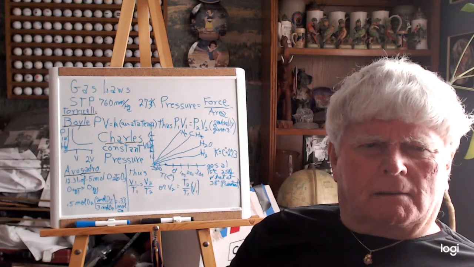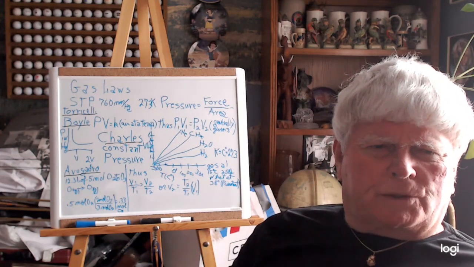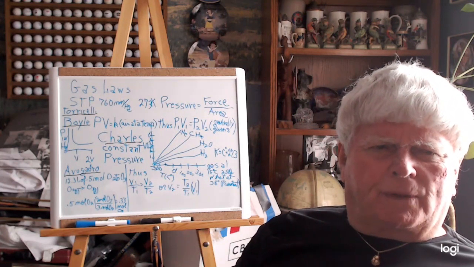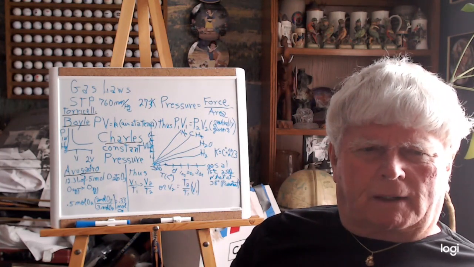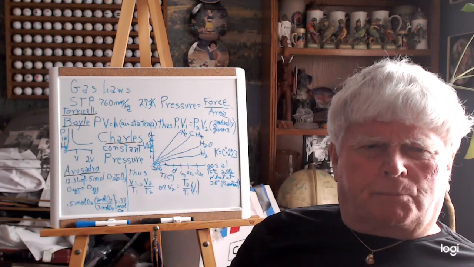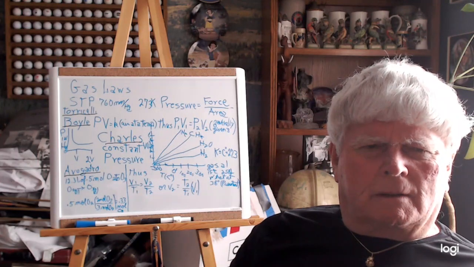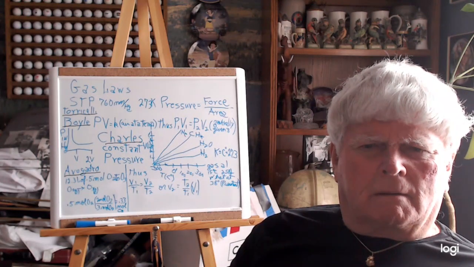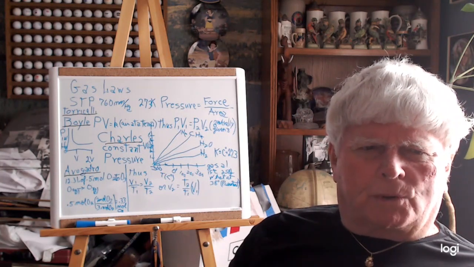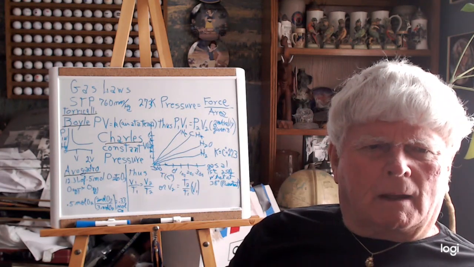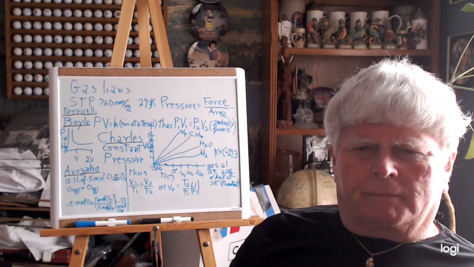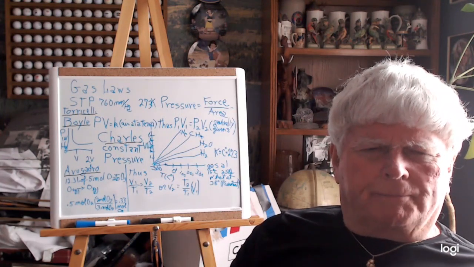The next illustration is the pressure-volume graph on the left-hand side of the board. Notice that as the pressure increases, the volume decreases proportionally. And that pressure is indicated in mercury. Hg is mercury.